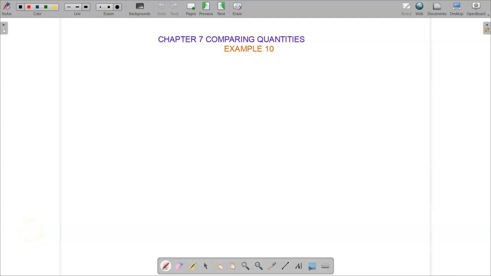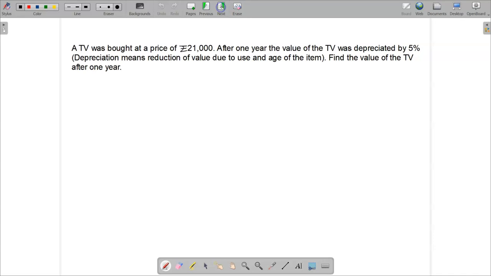Hello students, welcome to the video lecture on chapter number 7, Comparing Quantities, example 10. The question is: a TV was bought at a price of rupees 21,000. After 1 year the value of the TV was depreciated by 5%. Find the value of the TV after 1 year.